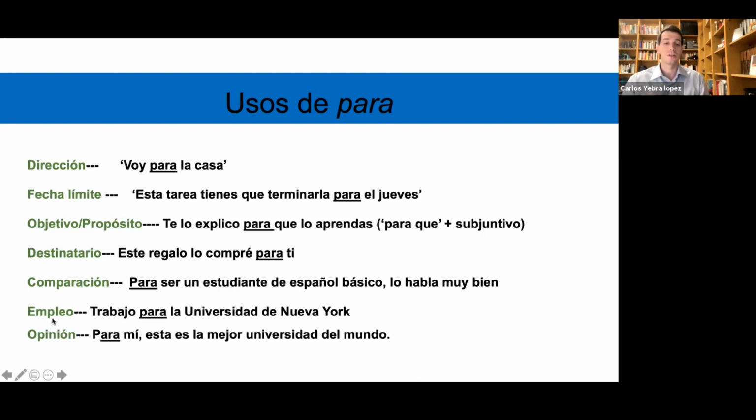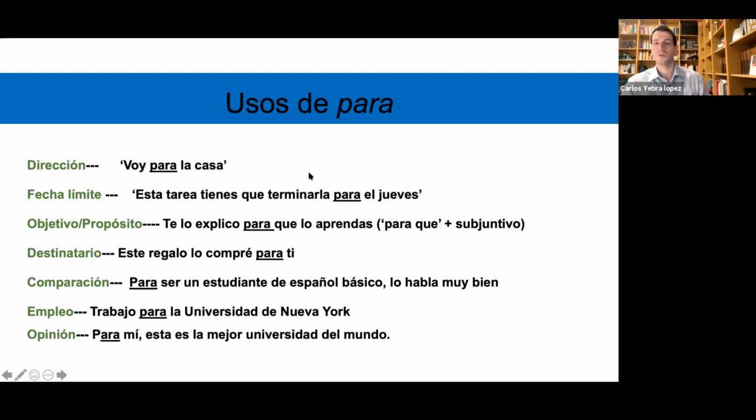We also use it to discuss employment. So to say, trabajo para la Universidad de Nueva York. It means I work for New York University, meaning I am an employee of that university. And finally, to express opinion. So we can say, para mí, esta es la mejor universidad del mundo, meaning for me, in my opinion, as far as I'm concerned, this is the best university in the world.